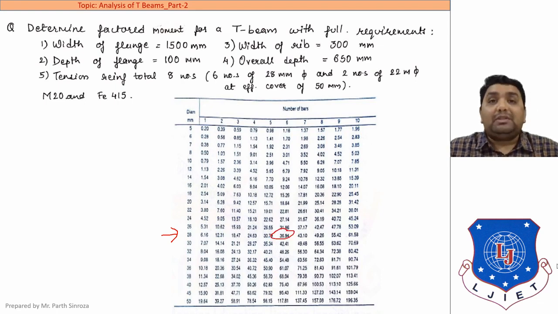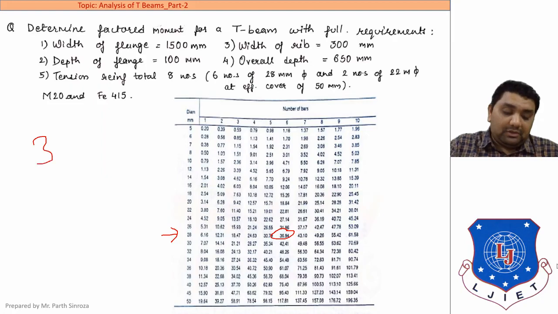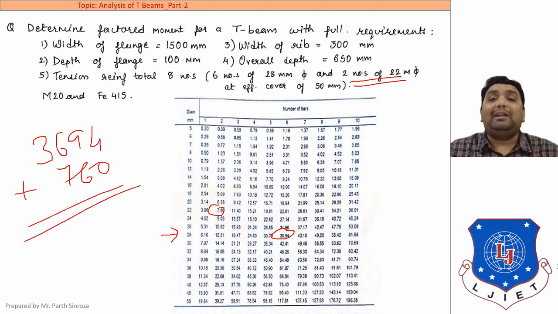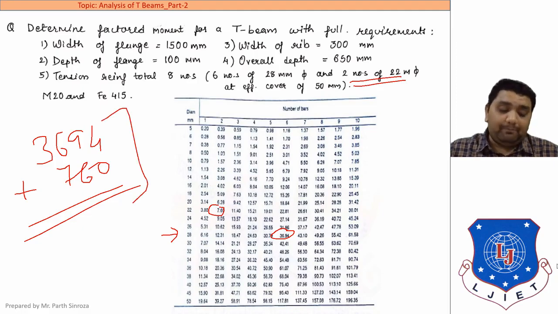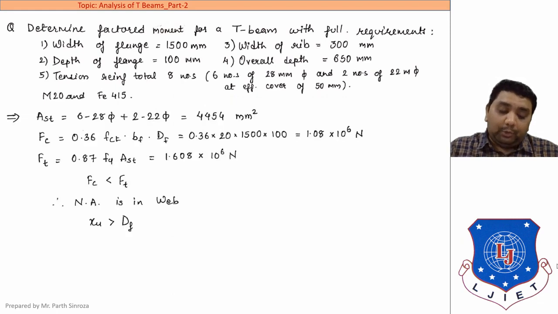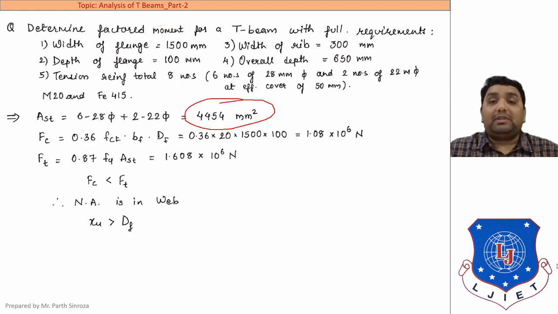So the value will be 3694. The second one will be 2 numbers of 22, that means 760. We need to add these two values to get our total AST. Whenever composite reinforcements are given, we need to find the total AST using this method. Solving this, total AST equals 4454 mm square, that is 44.54 centimeter square.